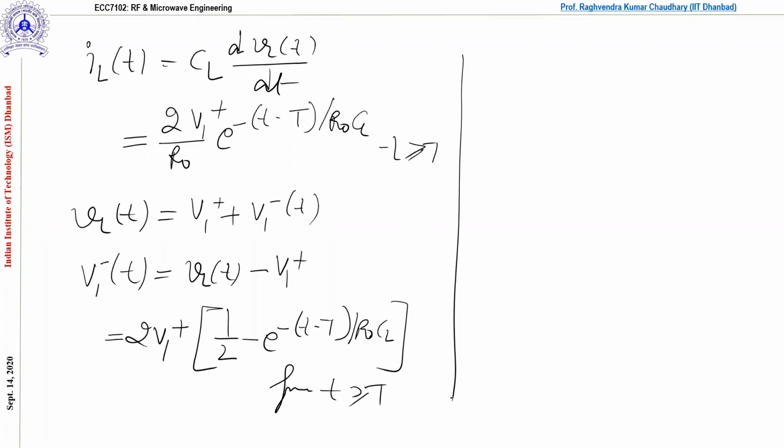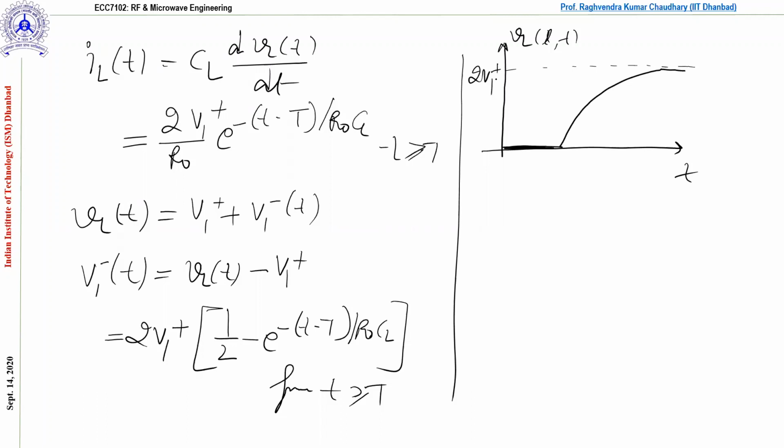Now you can plot certain things here, because we have already seen a similar mathematical form. So just quickly draw VL(t). I believe you can guess now because last time we saw this in the previous circuit. It will be like this. It will be 0, and then it will start, and it is going to settle down at the final value, and the final value is 2V1 plus.